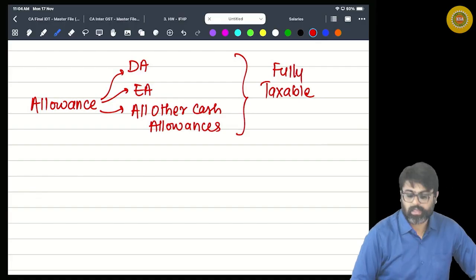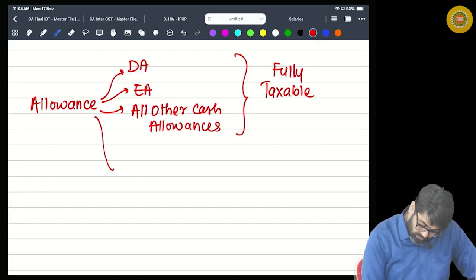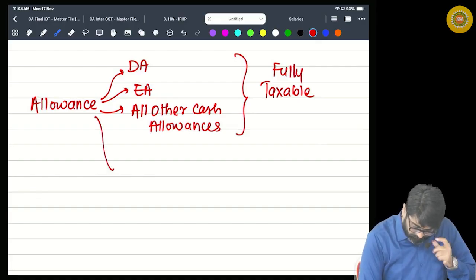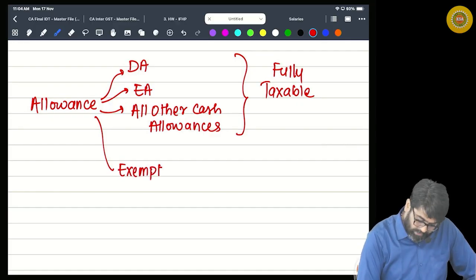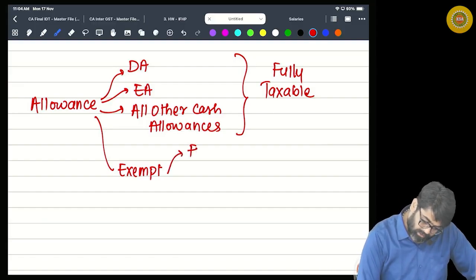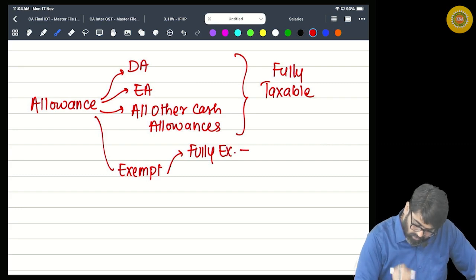Because these are fully taxable. Now there are certain allowances which are given in which category? Exempt category. Okay. Now out of the exempt category, there are certain allowances which are fully exempt. Which are fully exempt?